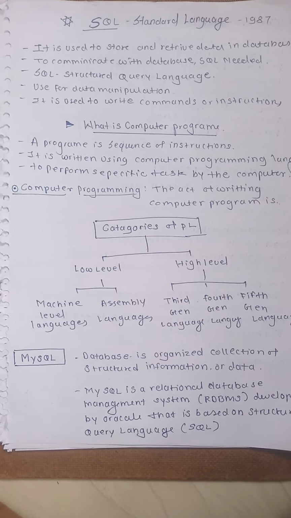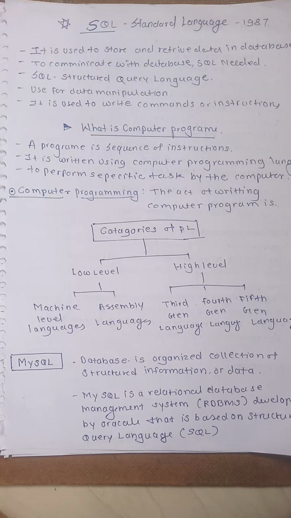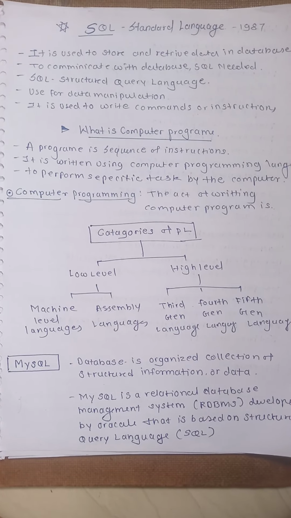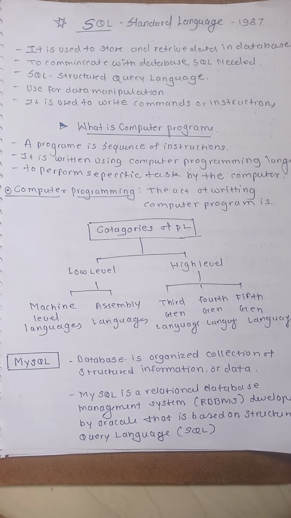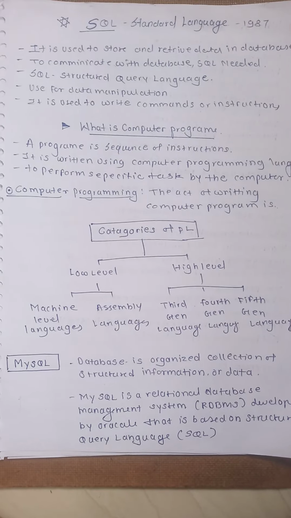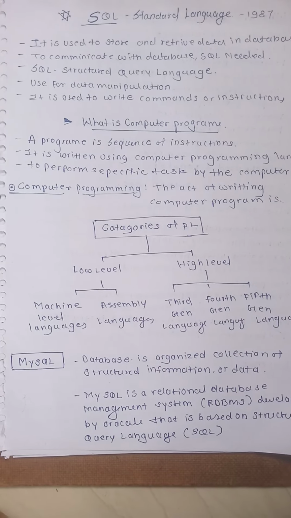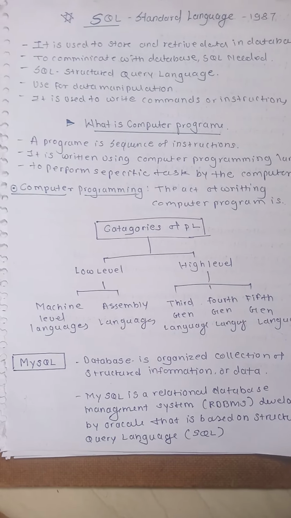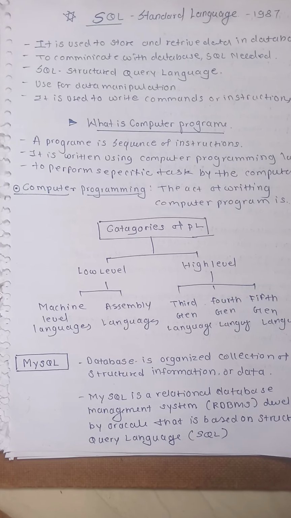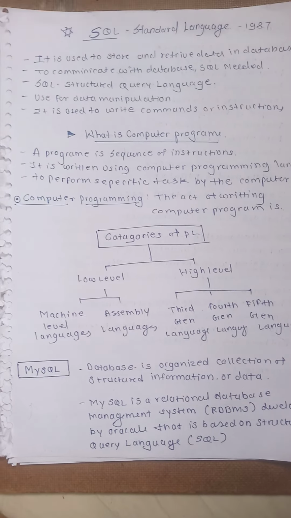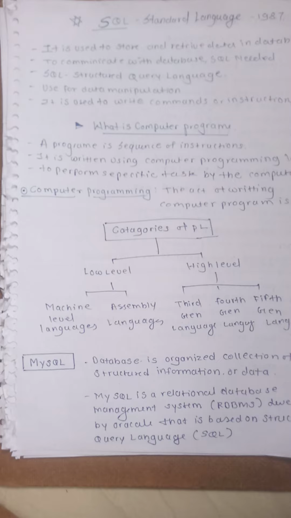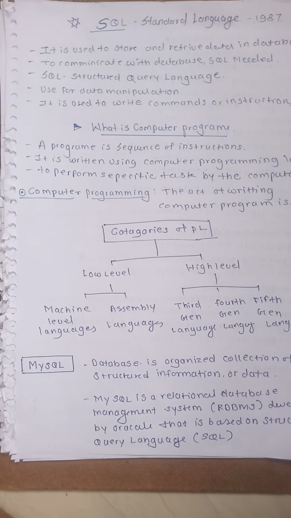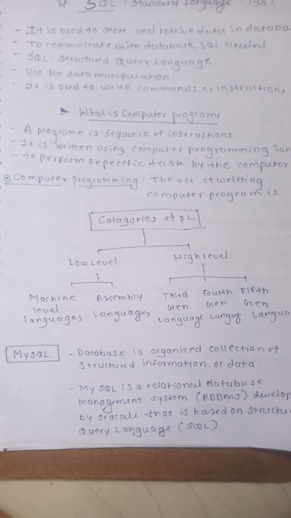SQL is a standard query language, invented in 1987, and it is used to store and retrieve the data in databases, as we know. To communicate with the database, SQL is needed. SQL is a structured query language, and it is used for data manipulation, meaning to change the data.